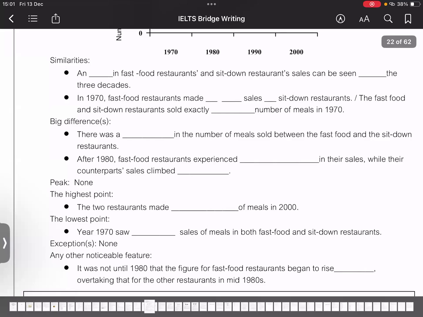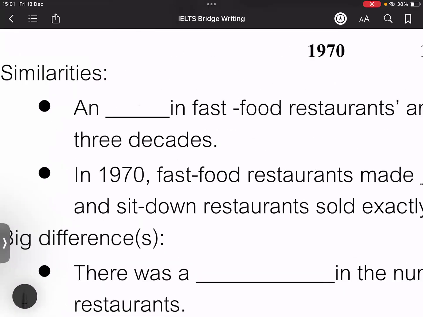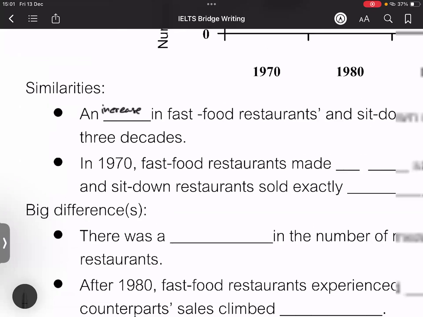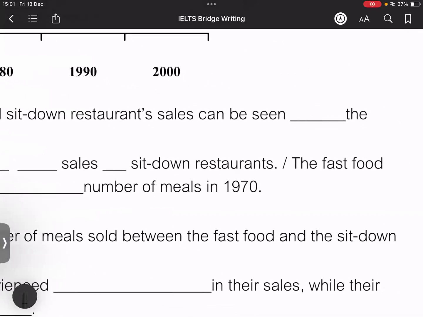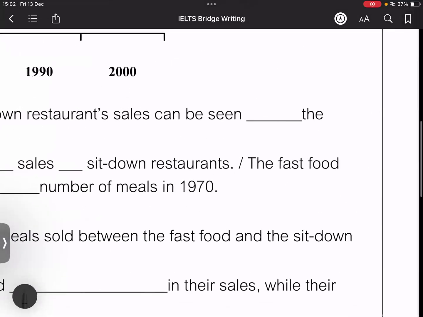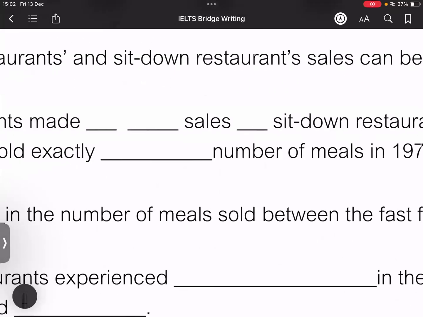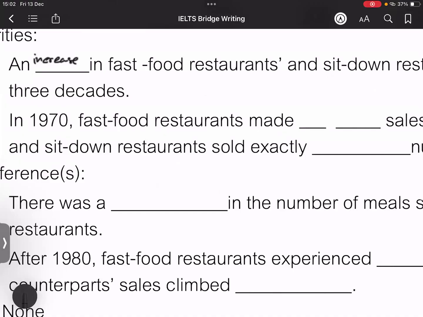Okay. So, what happened to my pencil? It's working now. So the word is an increase, okay? An increase in fast food restaurant and sit-down restaurant can be seen. Talk about 3 decades is a period of 30 years. We need a preposition. Can be seen throughout the 3 decades.